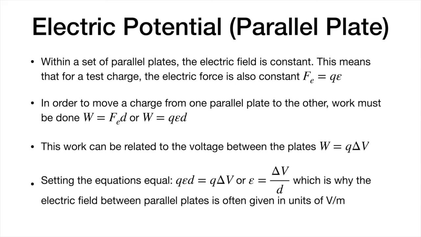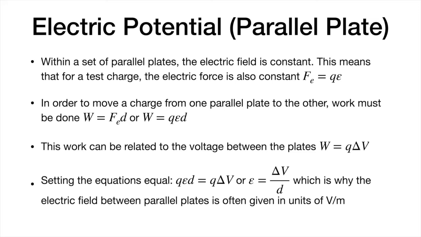Or if you divide out the charge, because after all, the charge is a test charge and its value doesn't matter, then you get this nice expression that the electric field strength is equal to the potential difference divided by the separation of the plates. Looking at the right-hand side of the equation, you have a potential difference, delta V, measured in volts, divided by the distance between the plates, which is measured in meters.